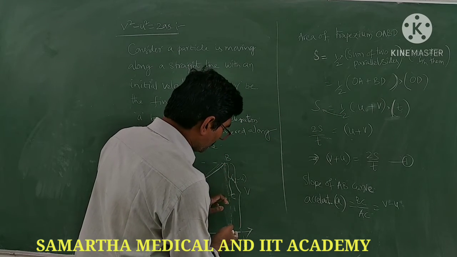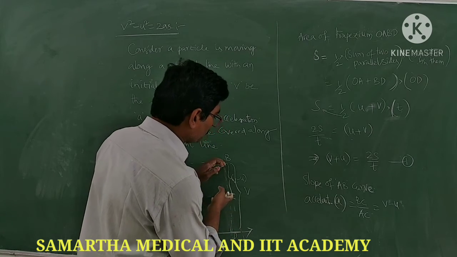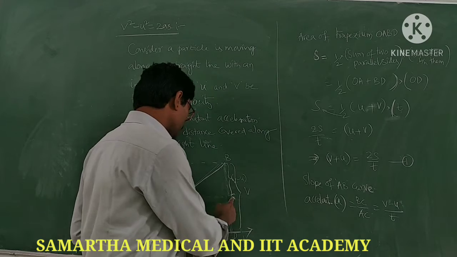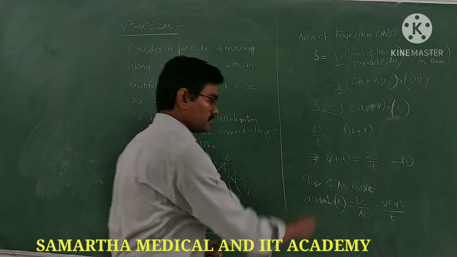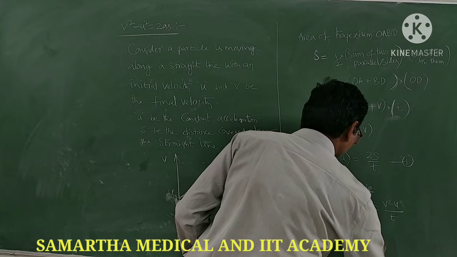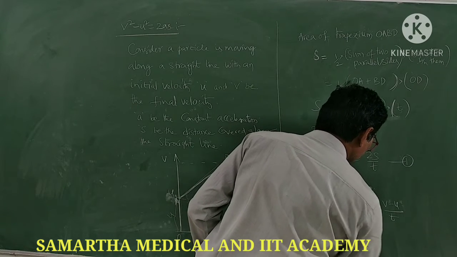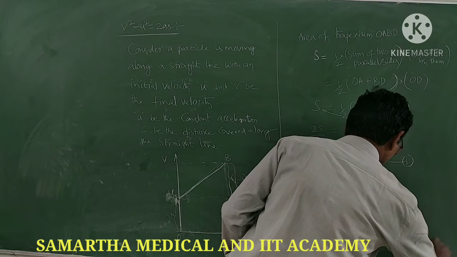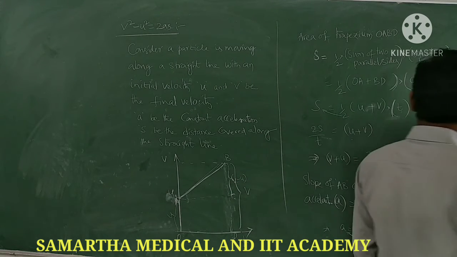BD is V, CD is U. So this is V minus U. So by, it is T. AC, A to C is O to D, both are same, that is T. So from this, A is equal to V minus U by T. Cross multiply it, you will get V minus U is equal to AT. This is equation number 2.